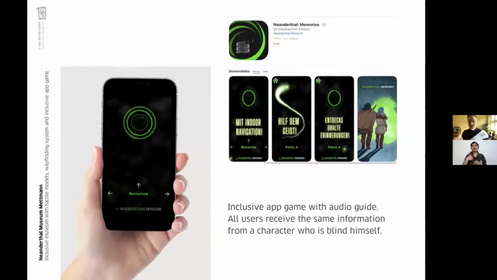We combine all this with an app, and this app is an inclusive app, providing audio information, orientational information, and combining all the content into an app game. And this app game, again, is accessible not only to blind and partially sighted people, but also to people with learning disabilities and so on, because the fantastic solution was that we narrow down every user to a character who is blind himself. And by that, we also take people with average abilities, people without disabilities, on this fantastic journey of experiencing a museum from the perspective of a blind visitor.